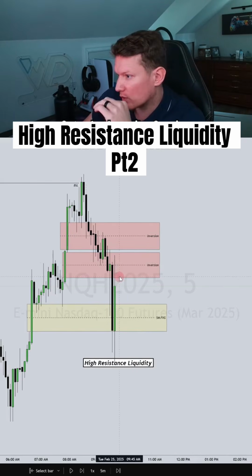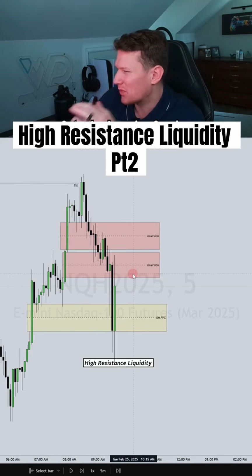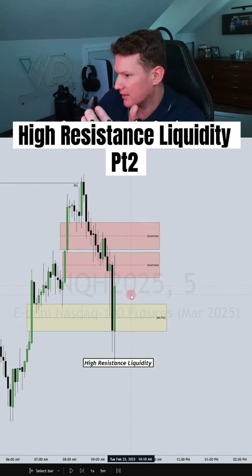You could have taken a short right here on the inversion retest. Okay, because now you have double inversion. Now, I don't really like this trade. I'm just going to give you an example. I wouldn't be taking this yet.